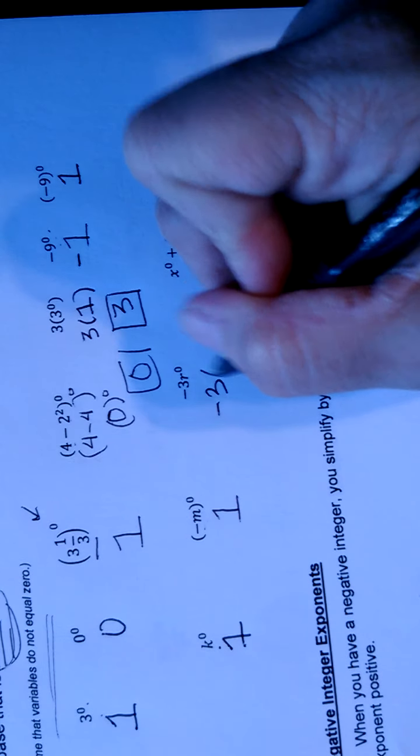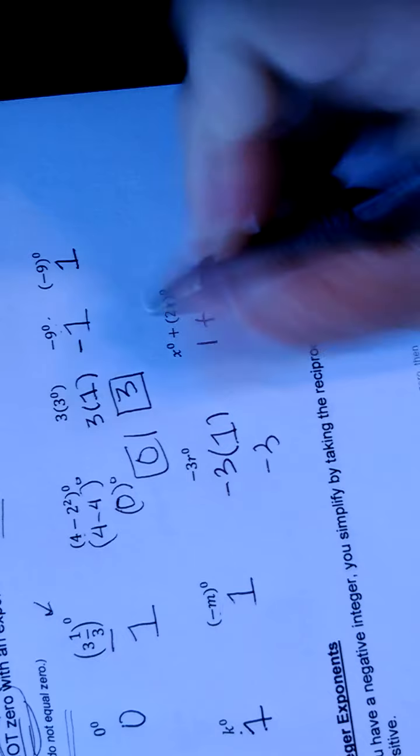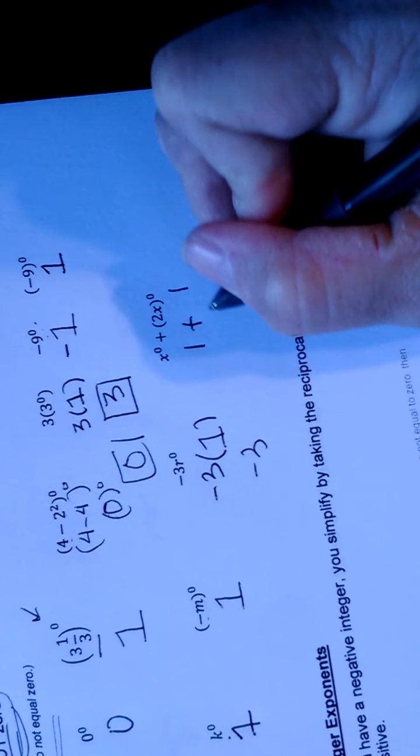Here you've got a negative 3 just hanging out. This reminds me of that one right there. R to the 0 power is where I'm going to get 1. So negative 3 times 1 will be negative 3. X to the 0 power, since we know these variables are not equal to 0, that'll give me 1. And this to the 0 power will also give me 1. So 1 plus 1 will be 2.